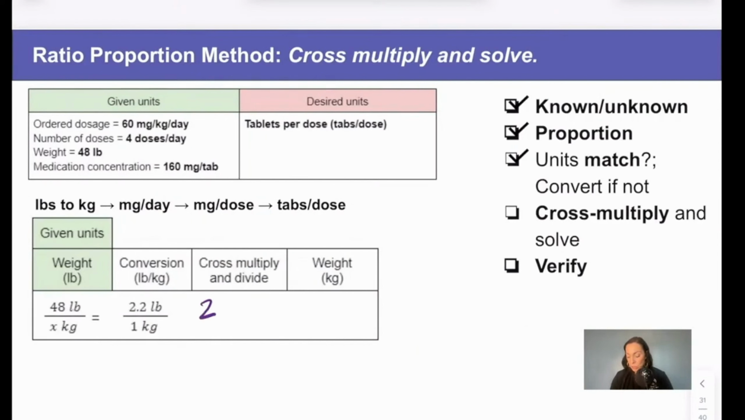So you're going to get 2.2x equals 48. On our last problem, we were dividing by 1, so I didn't really call it out, but remember, you always have to divide to get x alone. So we divide by 2.2. You're going to get 48 divided by 2.2, and we should get x equals 21.8 kilograms. Now that we've figured out our pounds to kilograms, we can take this information into our next step and figure out our milligrams per day.